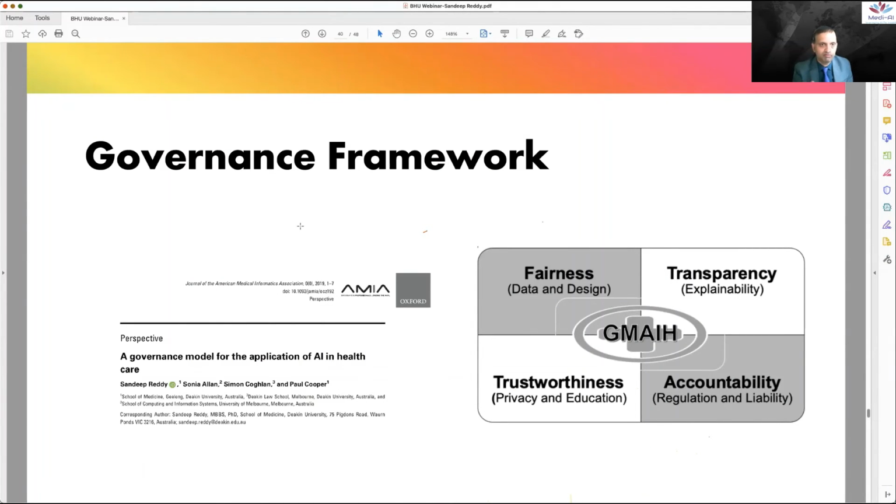But quickly, I want to refer to the framework that we propose in that paper. That includes components like fairness, transparency, trustworthiness, and accountability.